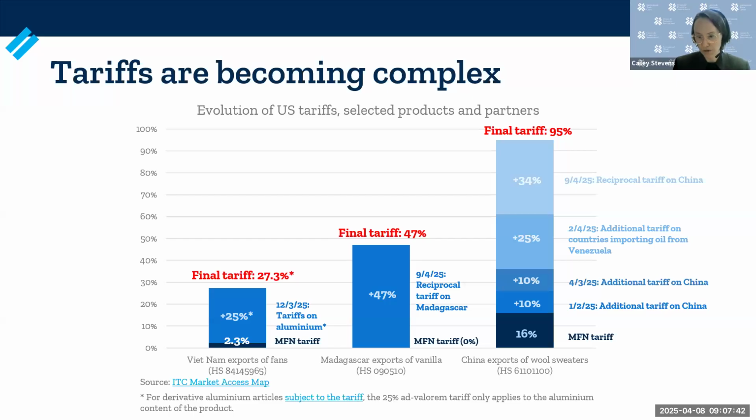Now, if we look at wool sweaters from China, they originally faced an MFN tariff of 16%. On February 1st, the US government implemented a 10% additional tariff on China that was then topped up by another 10% additional tariff on March 4th. And on April 2nd, there's a 25% additional tariff that is applied to countries that import oil from Venezuela, and China imports oil from Venezuela. And then starting tomorrow, the reciprocal tariff on China is an additional 34%. So when we look at the effective applied tariff to this product in the US market, starting tomorrow, it's actually going to be 95%.